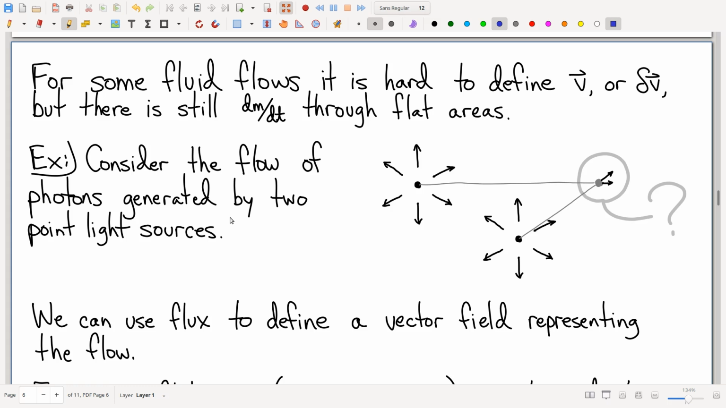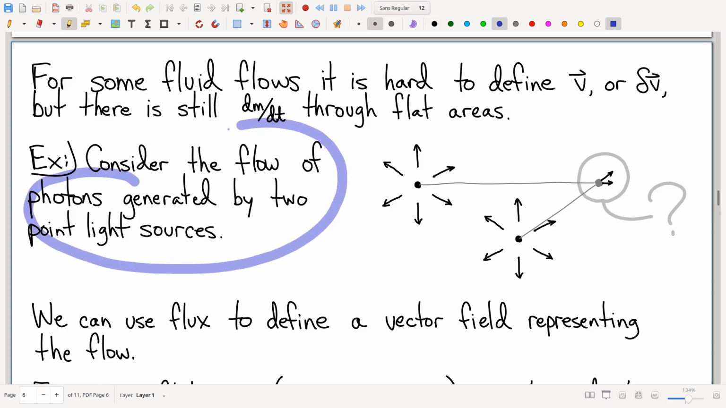I'd like to propose that light could reasonably be thought of as a fluid. In the sense that, if I had a light bulb right there, and I flip it on, what happens? Well, the photons start flowing outwards in all different directions.